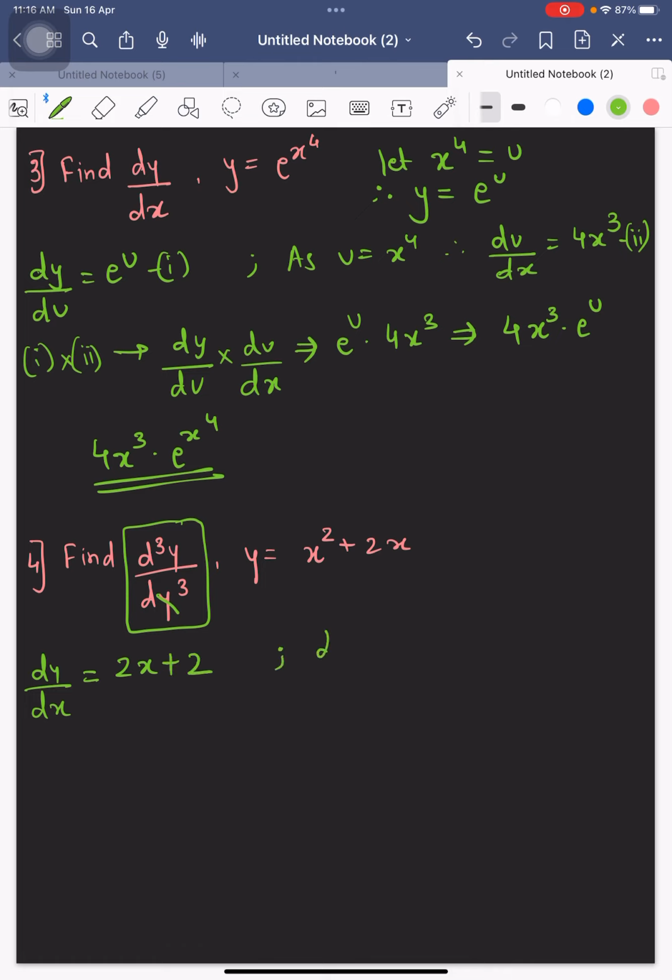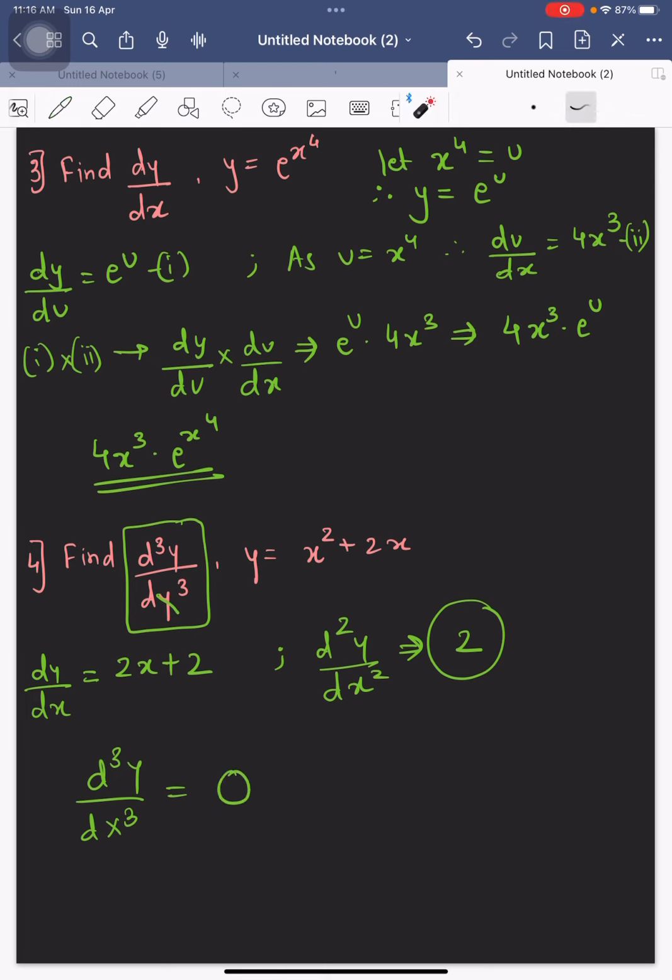Now differentiating the second time, right? Differentiating this function one more time, d2y by dx2, it will be 2 only. Again differentiating this for the third time, d3y by dx3, it will be 0 because derivative of constant is 0. So the final answer for this function is 0.